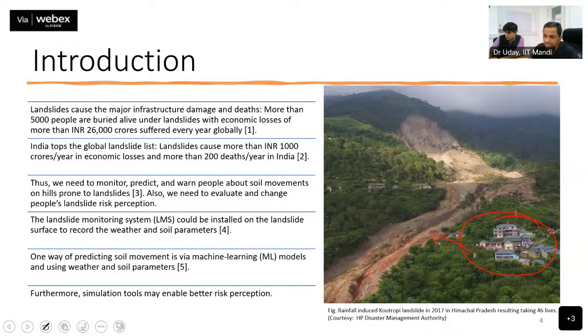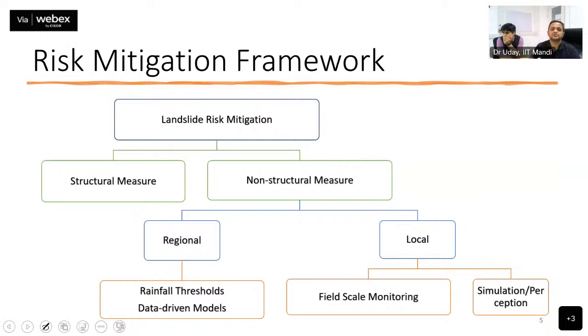So when we talk about all these issues, the major issue is risk. How much risk is that landslide prone to, and how can you avert this risk? That is the major point of this webinar. When we talk about risk mitigation, how to stop it, we have two options: a structural measure and a non-structural measure.